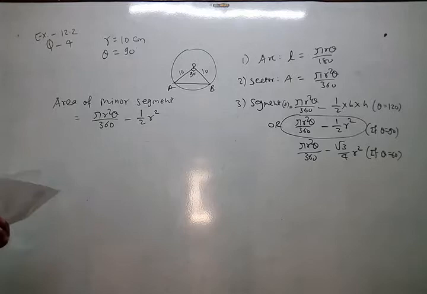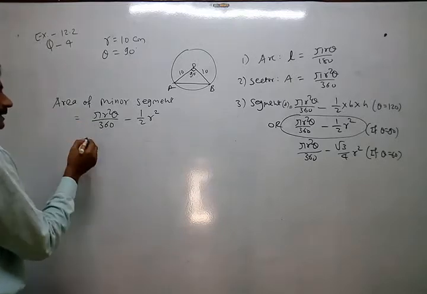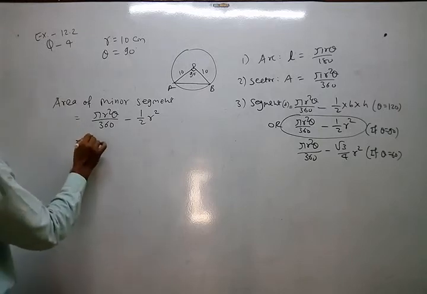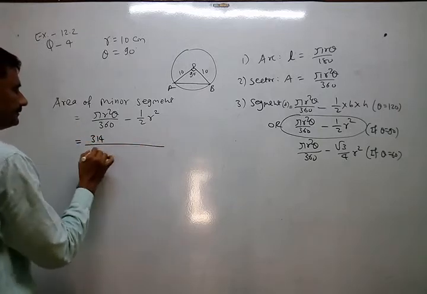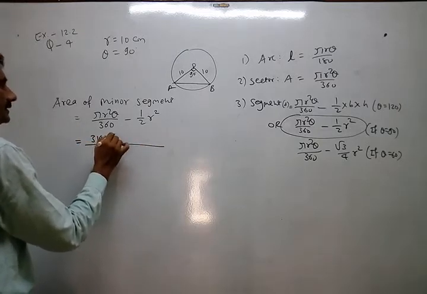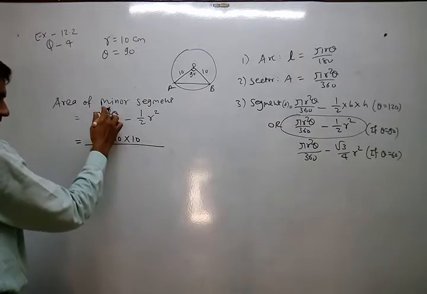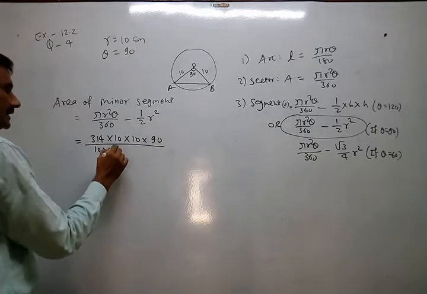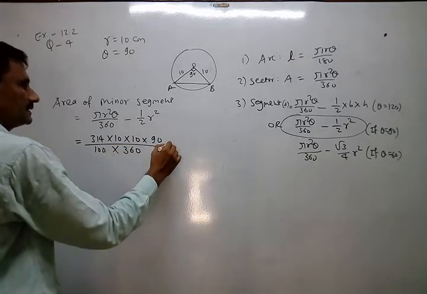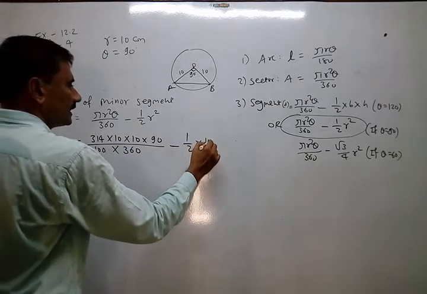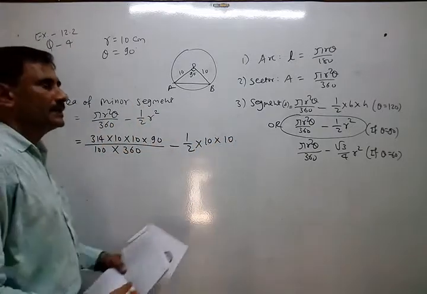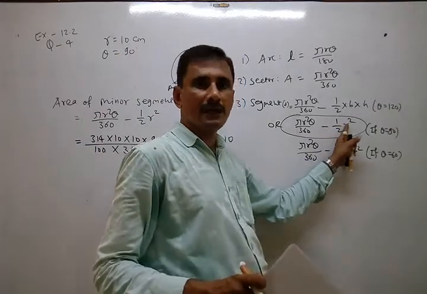Is equal to, I try to find it in a single step only. So it becomes, now place all values. Pi equal to given 314 by 100. R is given 10 into 10. Instead of making a square, we just write it twice. Theta is 90 and denominator 360. Now it is half into 10 into 10. So you understand? Area of sector minus area of triangle.